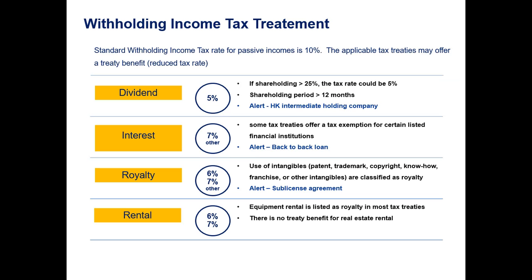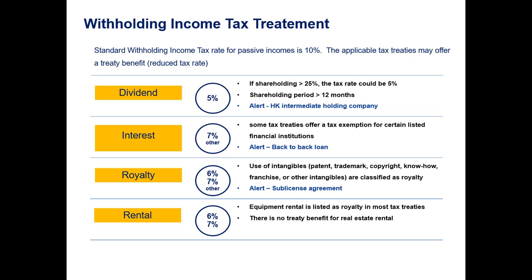After that, we will talk about the passive incomes: dividend, interest, royalty, rental. As we have mentioned, the tax treaty will offer a lower tax rate. The standard tax rate is 10% withholding income tax, but there are some lower tax rates, 5%, 6%, or 7%, or some other tax rates. You should know, but there are some criteria.